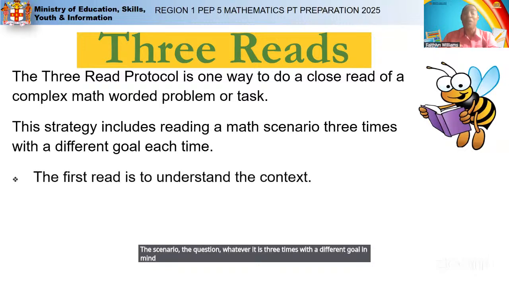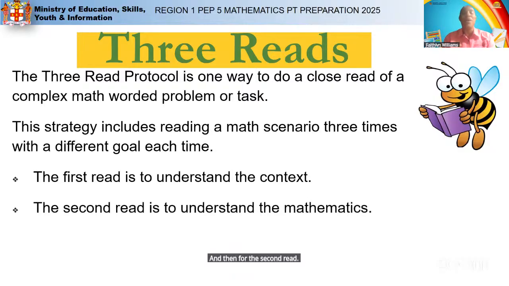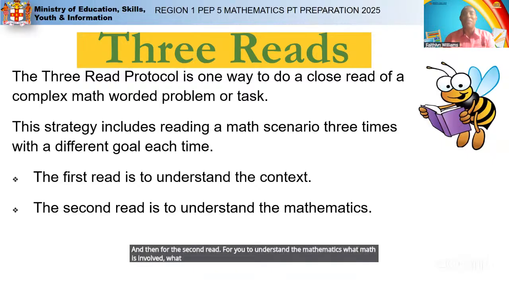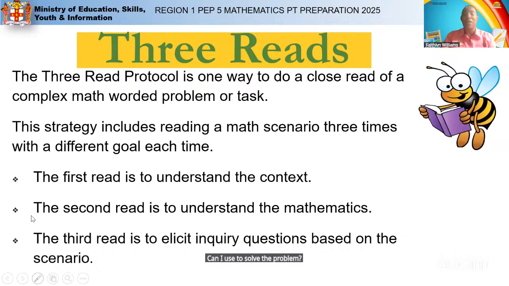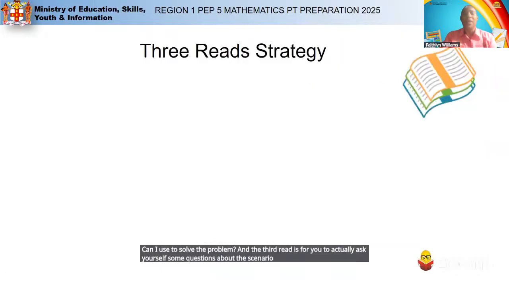And so for the first read, it's for you to really understand the context. Then for the second read, for you to understand the mathematics. What math is involved? What operation do I need to use? What strategy, what method can I use to solve the problem? And the third read is for you to actually ask yourself some questions about the scenario. All right? Let's look a little deeper.